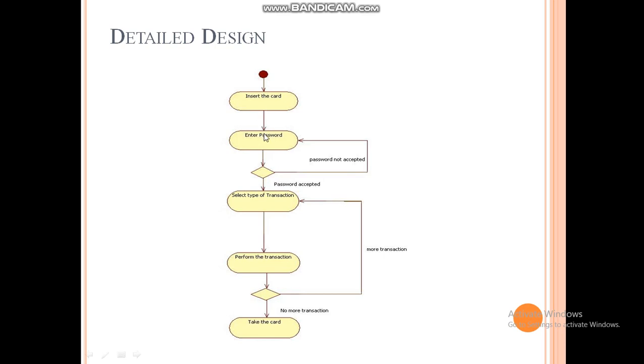A state chart is used to represent the behavior or functionalities of a module or an object. That is graphically represented using a rounded rectangle. And the transition is the arrow. The transition is used to connect two or more states.